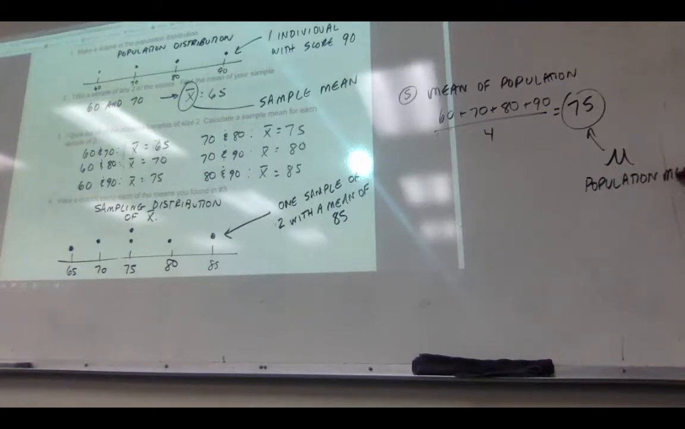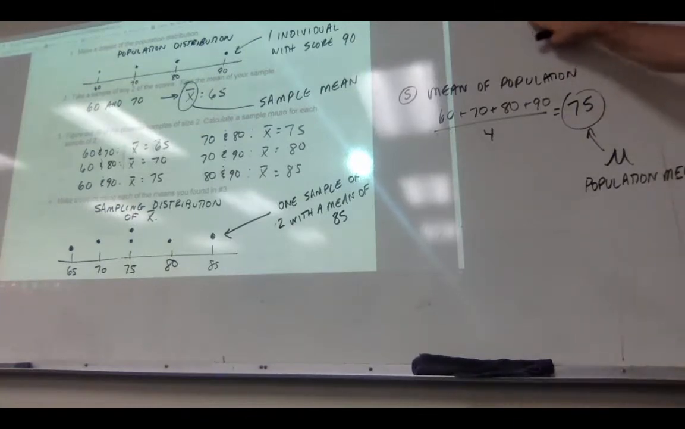Wait. So in this case, it's a population number. Is it supposed to be an M or a U or something? The name is escaping me right now. I know it's a mu. Yes, it's a mu. It's a little U. On your calculator, it's going to look like this.